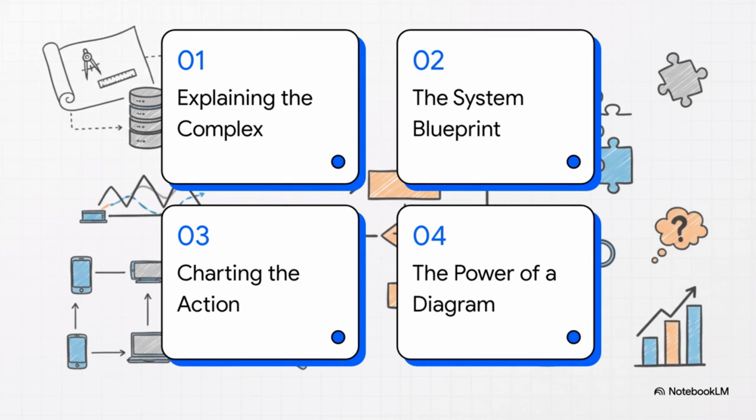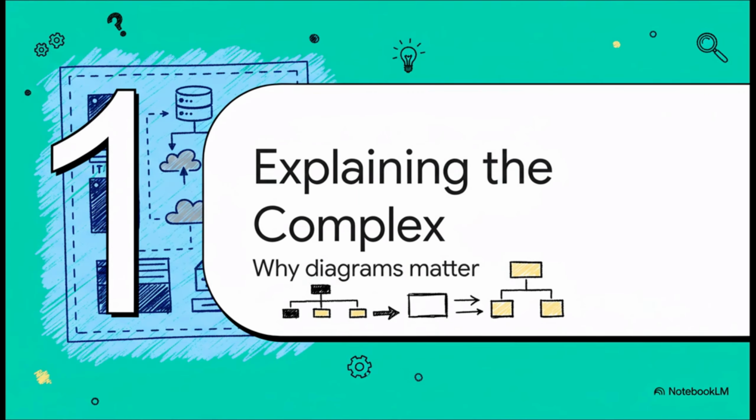All right, here's our game plan. First, we'll talk about why drawing is so important for tricky ideas. Then we'll get into what I call the system blueprint. That's the big picture plan. After that, we're going to zoom in and start charting the action, step by step. And finally, we'll wrap it all up by looking at why these diagrams are just so powerful in the real world.